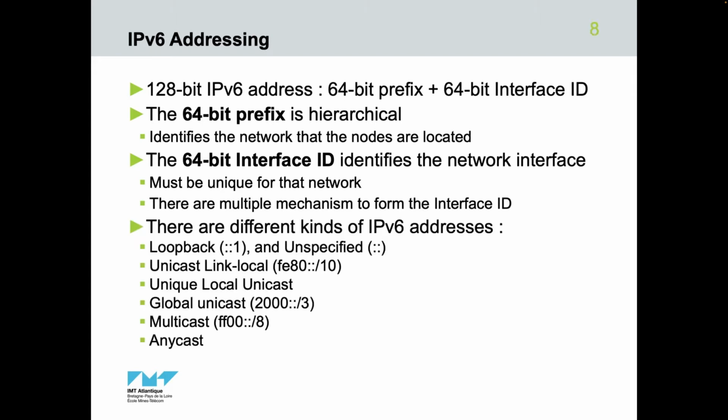Now there are different kinds of IPv6 addresses. And in fact, if we look at the prefix, an IPv6 address can be in one of the following cases. It can be a loopback, a unicast link local, a global unicast, multicast, anycast, etc.